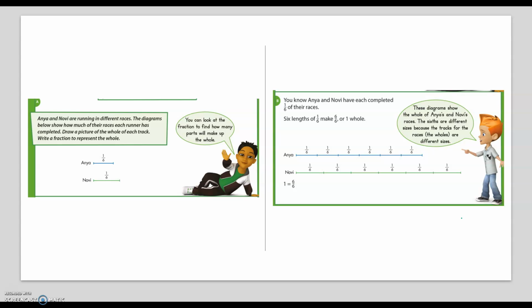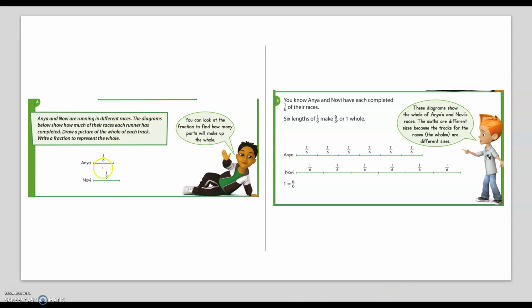Anya and Novi are running in different races. The diagrams below show how much of their races each runner has completed. Draw a picture of the whole of each track. Write a fraction to represent the whole. You can look at the fraction to find how many parts will make up the whole.